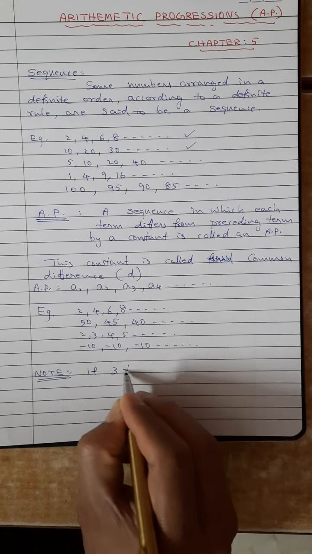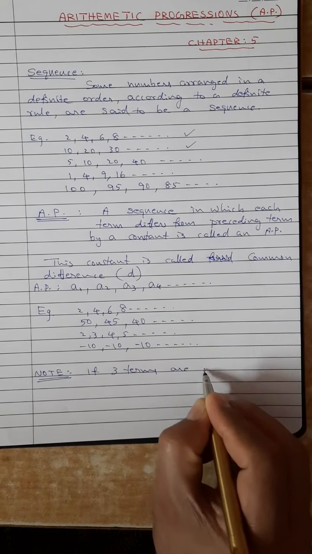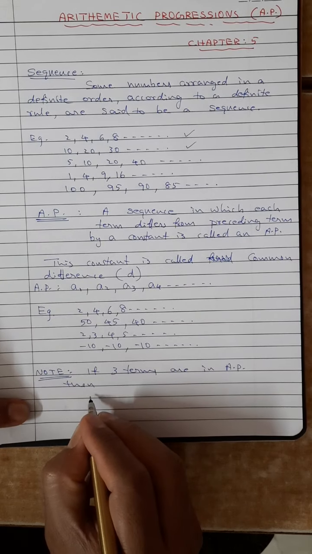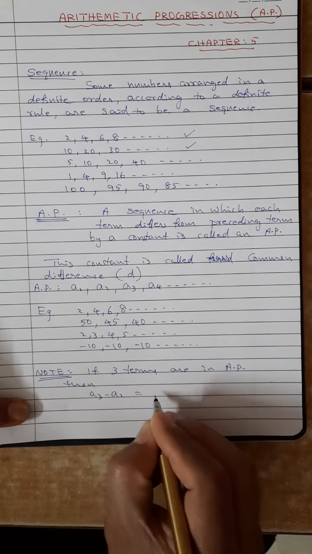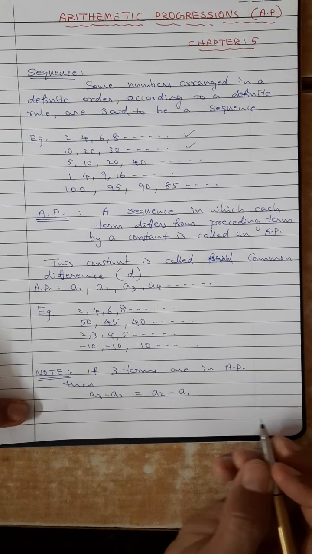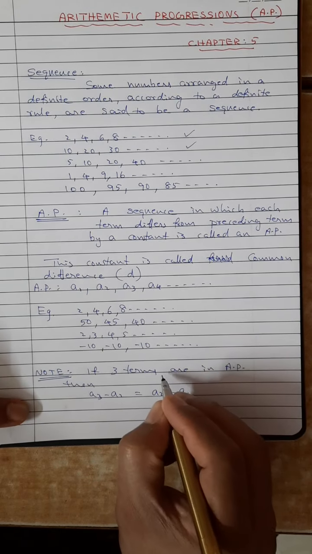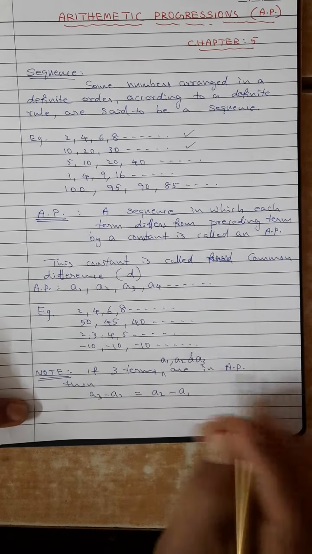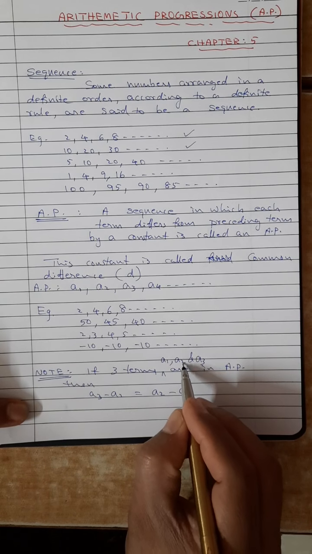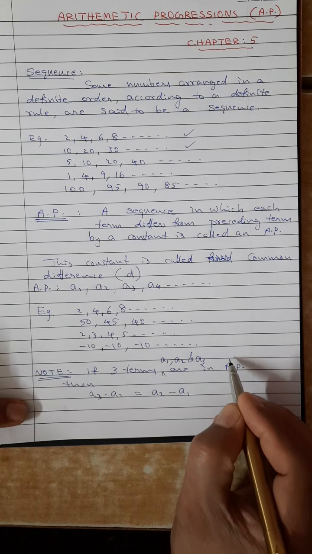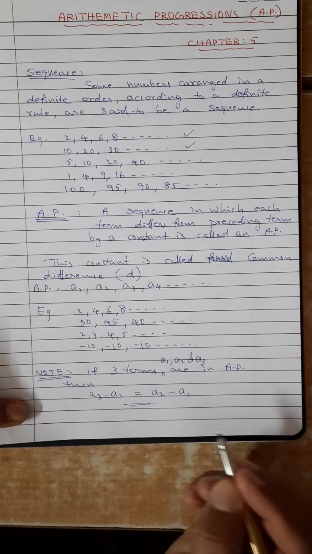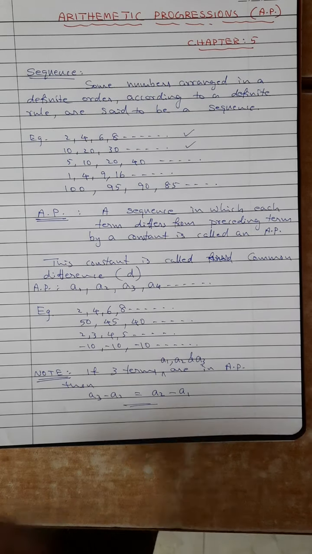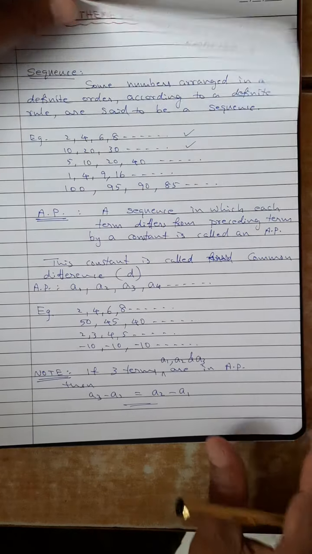If 3 terms a1, a2, a3 are in AP, then a3 minus a2 will be the same as a2 minus a1. Then a2 minus a1, a3 minus a2, a4 minus a3, a5 minus a4, all the differences will be the same. The common difference must be the same. Okay. Now take the exercise. From the exercise we can discuss a few questions.